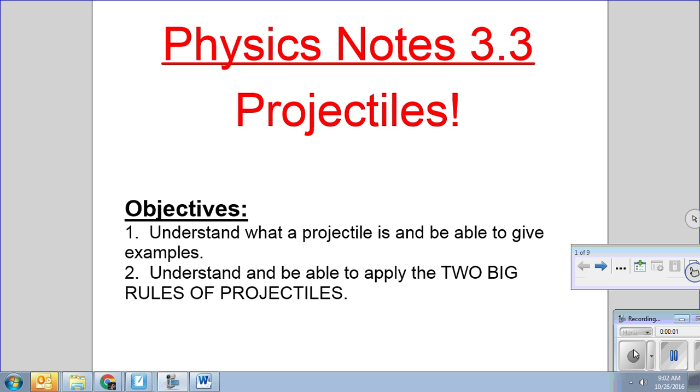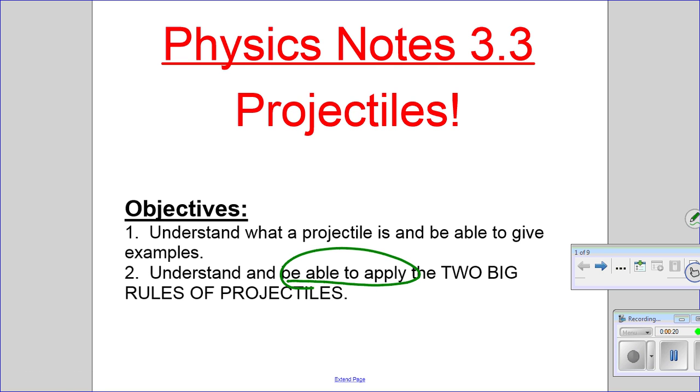Here we go, projectiles. By the end of today, or by the end of the notes, I guess I should say, if we don't finish them today, you should hopefully understand what a projectile is and be able to give examples. And you should be able to understand and apply, this is the hard part, the two big rules of projectiles. All right, so that's the deal for today.